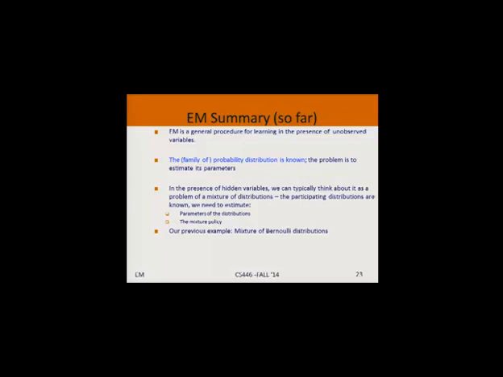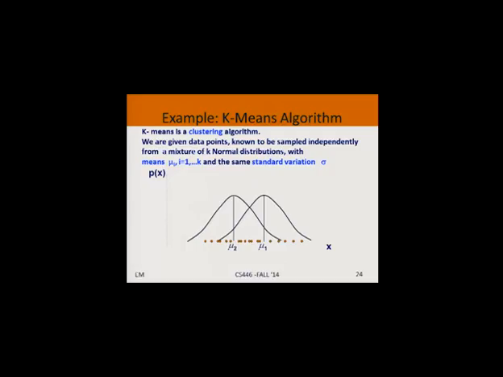Okay, so the previous example was a mixture of Bernoulli distributions, and now I want to move to another example, another mixture. What we're going to derive is a k-means algorithm that I assume some of you have heard about. It's really a clustering algorithm. And we are going to derive a soft version of this clustering algorithm, but we'll also talk about, for those of you that are familiar with the hard version, how we get it from this EM.